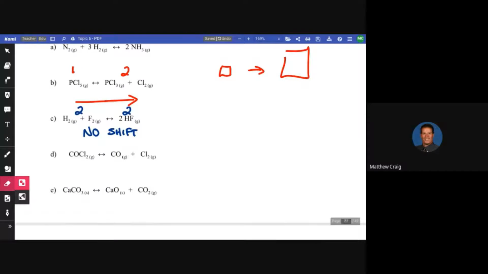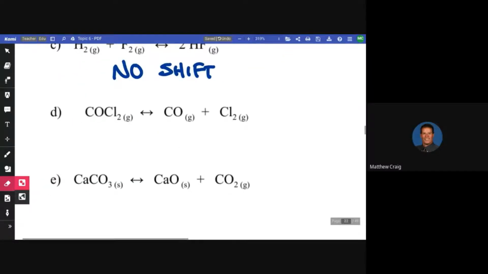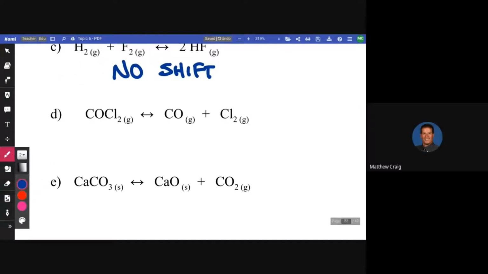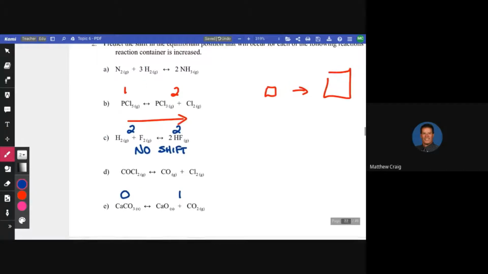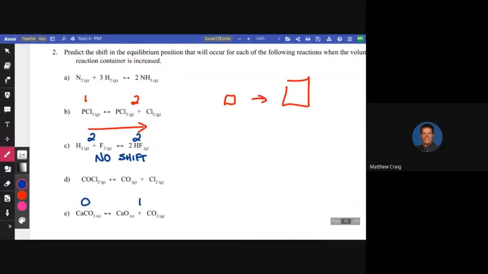Looking at E, I'm going to skip D. How many gas particles do we have on the left? 0. How many do we have on the right? 1. So this reaction, again, going from small to large, we will shift toward the side that has more gas particles.